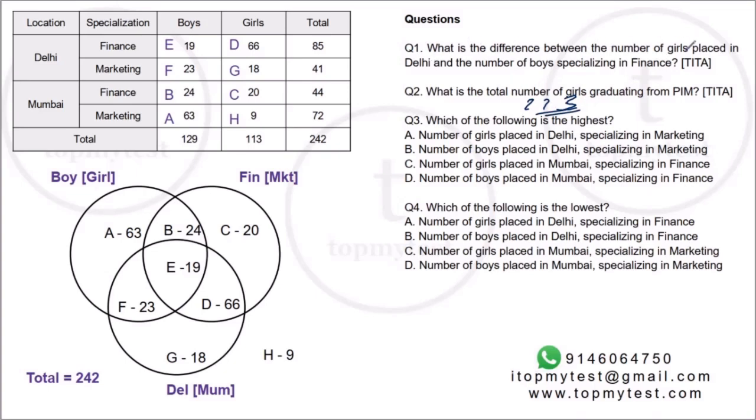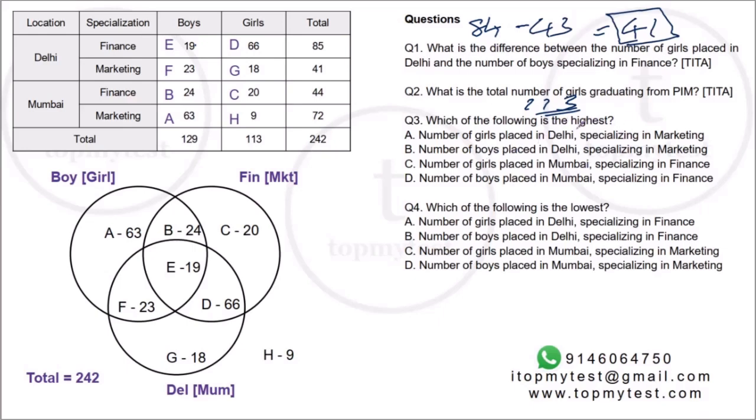What is the difference between the number of girls placed in Delhi and boys specializing in finance? Girls Delhi would be 66 plus 18, that's 84. Boys in finance would be 19 plus 24, which is 43. 84 minus 43 will be 41.